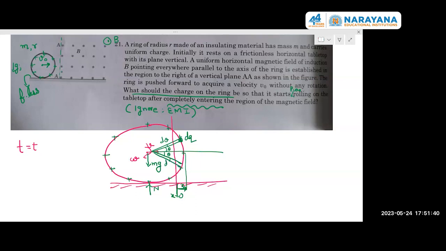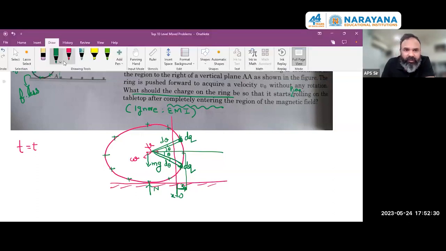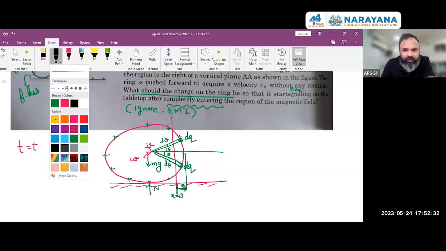Sir, will we not consider the magnetic force on the part which has entered the field? Yeah, I'll consider the magnetic force only on the part which has entered the field. If there is a charged particle and it is entering a magnetic field, there will be a force acting on the charged particle, q v cross B. So all the charges which are inside the magnetic field, take any dq charge, it will have two velocities, one because of its translation and one because of rotation.